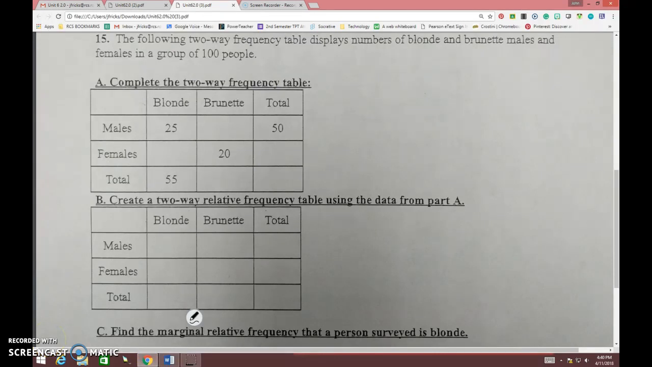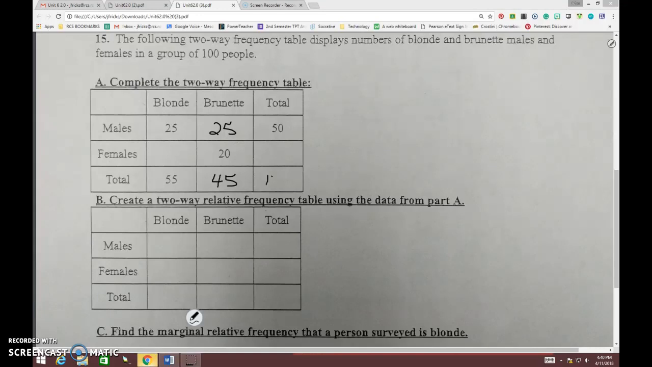The last question was question number 15, and it was in 4 parts. Part A said complete the two-way table. So we have 25 and 50. So if I subtract those two, I'm going to find 25. So 25 plus 25 gives me 50. 25 plus 20 is going to give me the 45 I need there.